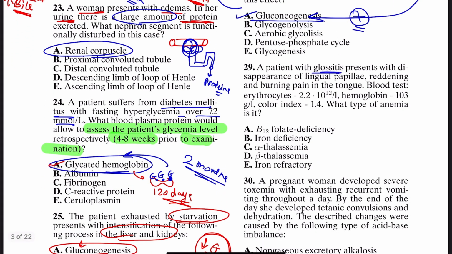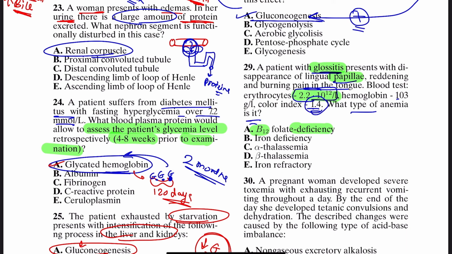A patient with glossitis, inflammation of the tongue, has disappearance of the papillae on the tongue, burning pain in the tongue, and erythrocytes are 2.2, hemoglobin 103, color index 1.4. What type of anemia is it? First of all, he has inflammation of the tongue, disappearance of lingual papillae, so shiny tongue, a classical feature of B12 deficiency. He has anemia because erythrocytes are decreased, 2.2, normal is 4 to 5, and color index is 1.4.